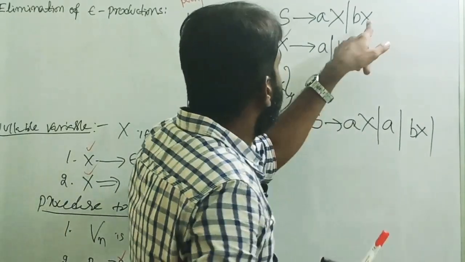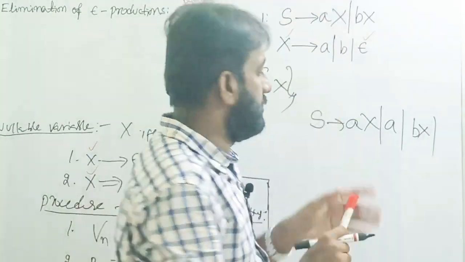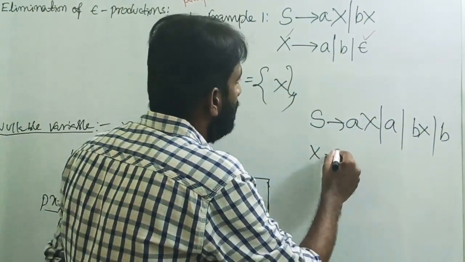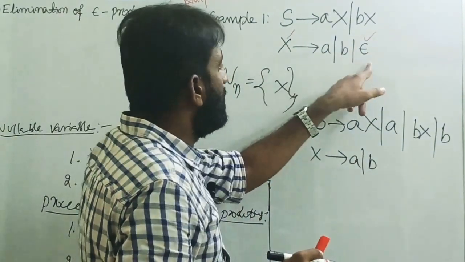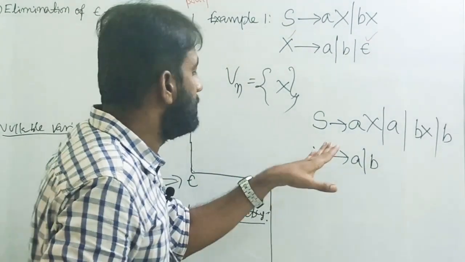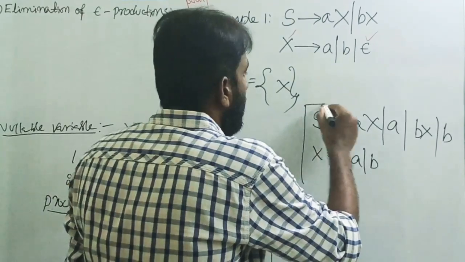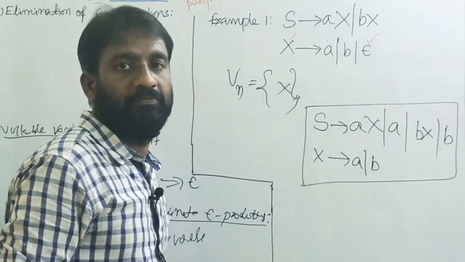If I replace x with epsilon, then what is the result? B only. So b. Similarly, x tends to a slash b, then x tends to epsilon, then don't add x tends to epsilon. That's what I told in the procedure. So x tends to a slash b. This is the grammar after eliminating epsilon from this grammar.